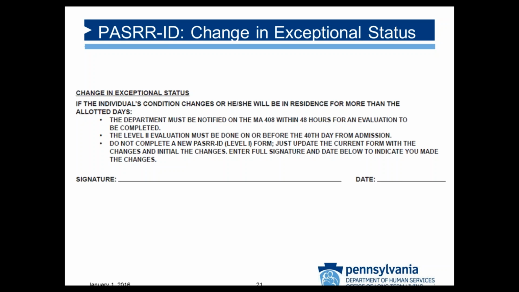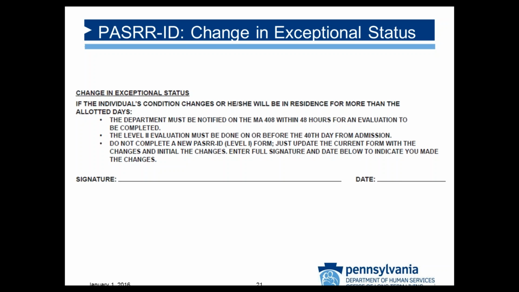So if you know within the first 15 days that they're going to be there more than 30 days, go ahead and send the 408 in and let field operations get out to see them. Because the bottom line is we have to have everything done within 40 days. So if you wait 30 days until we get the evaluation done and all that, we're pushing the 40-day limit. So if you know at day 15, day 20, the individual is going to be there longer than what their exception is, then go ahead and let us know on the change of condition.